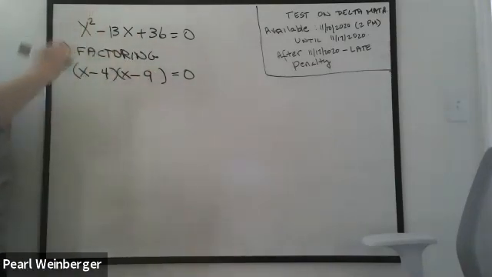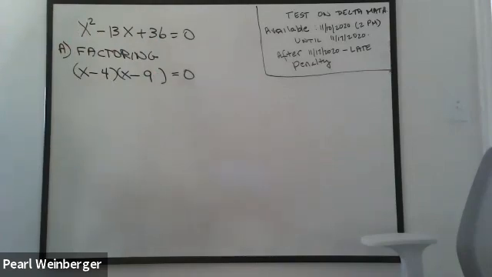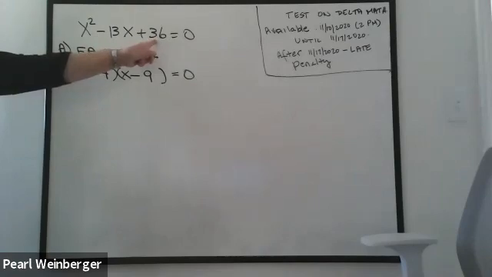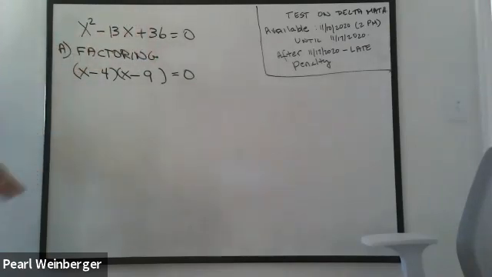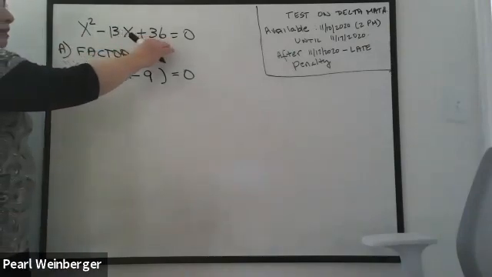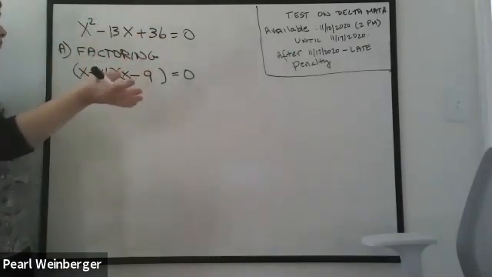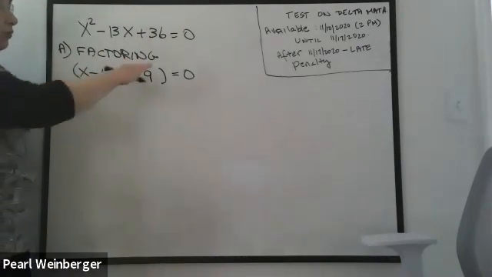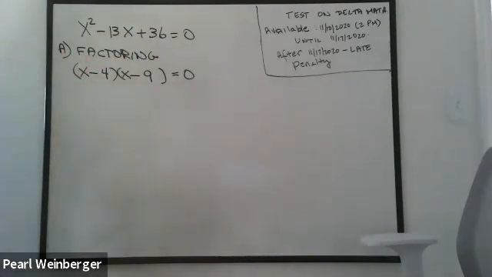In other words, this particular example did factor. If this would have been 37, for example, instead of 36, there wouldn't be two numbers that multiply to 37 and add to 13, and we couldn't factor it. Not every trinomial is factorable. So this factoring method is great when it works, but it doesn't always work.